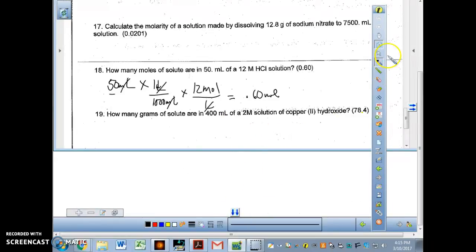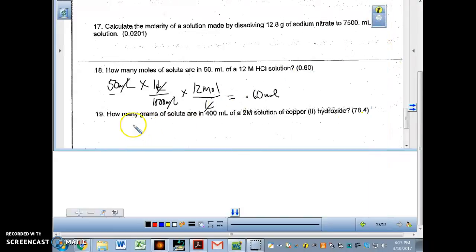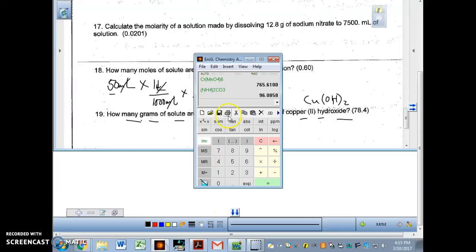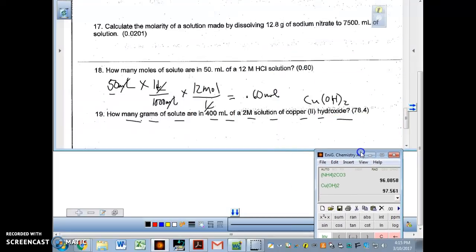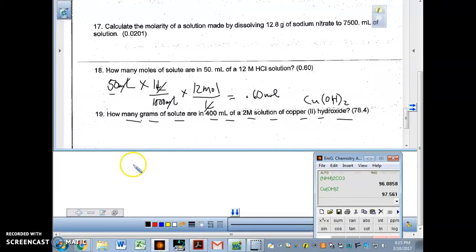And of course our answers there work usually most of the time. This time let's find how many grams of solute are in 400 milliliters of a 2 molar solution of copper(II) hydroxide. There it is. I'm going to go ahead and use my little calculator for this. And you can see that it's 97.6 grams per mole. We'll keep that over here for us. And we will take the 400.